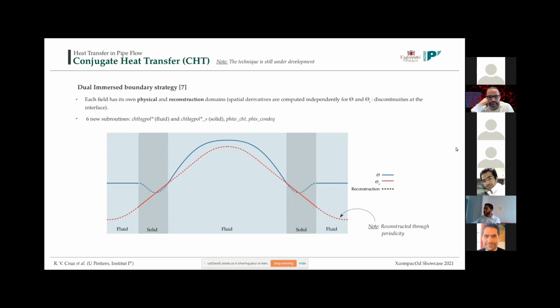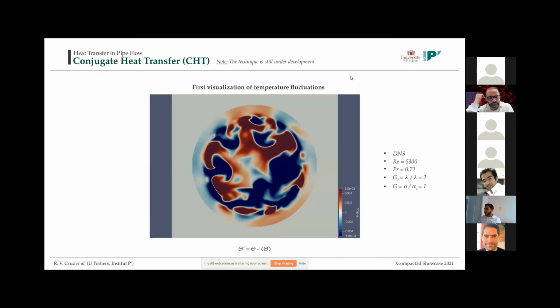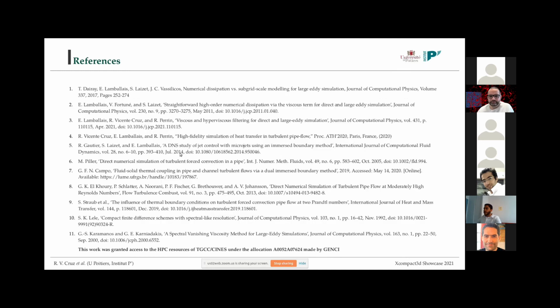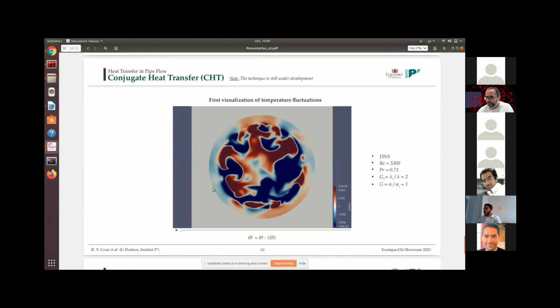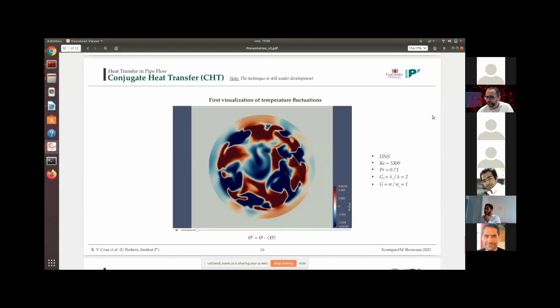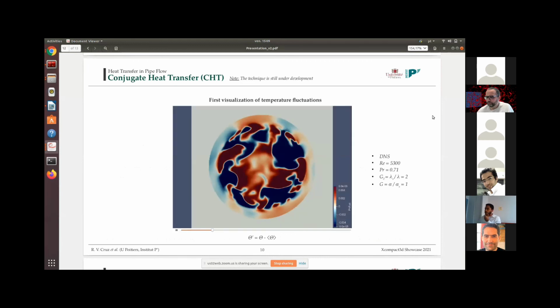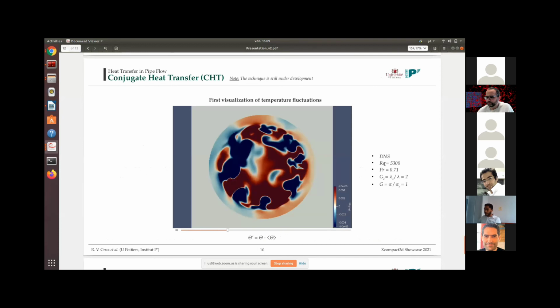Should do this. And I finish my presentation with this fresh result. It's a visualization of the temperature fluctuations. Sorry, it won't work like this. So like this, okay.